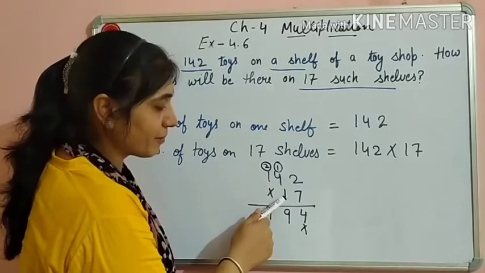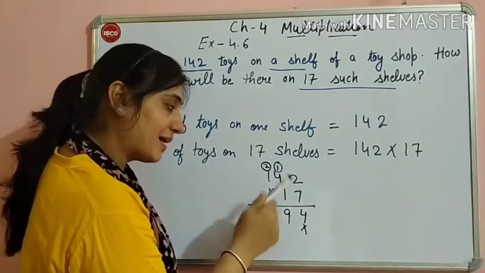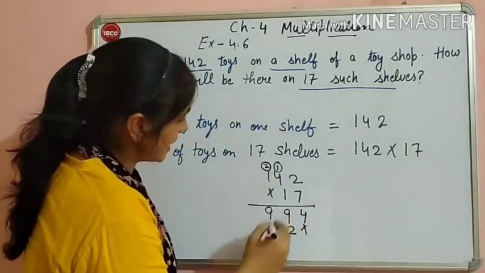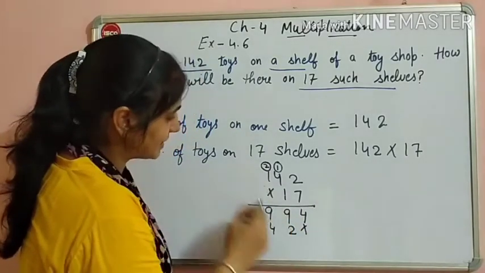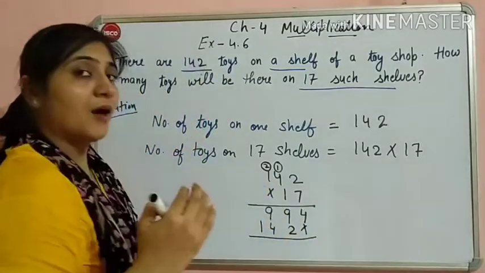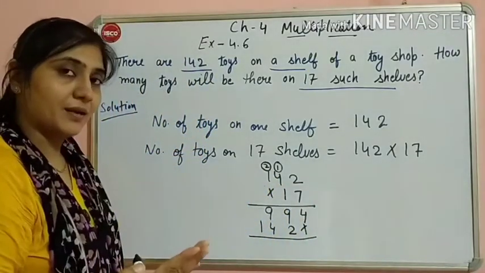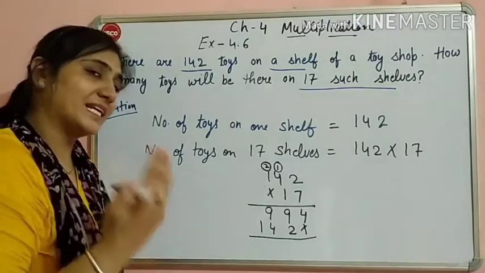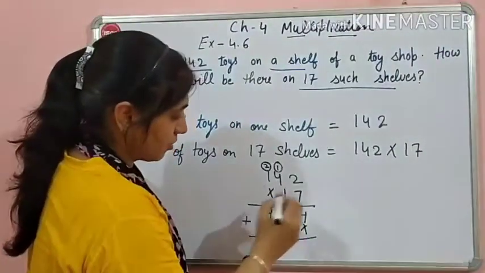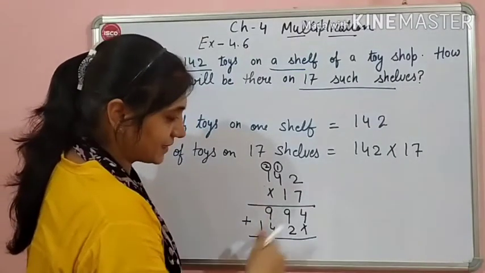Now we will multiply by the next digit of the multiplier. It means we will multiply by 1. 1 2s are 2. 1 4s are 4. 1 1s are 1. As we already know, when we multiply any number by 1, we get the number itself. Okay, to get the result, we have to add them.